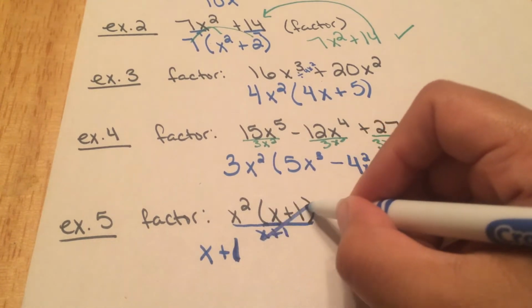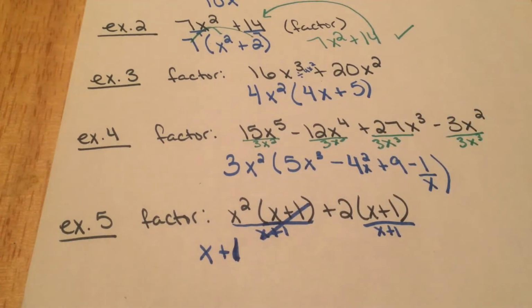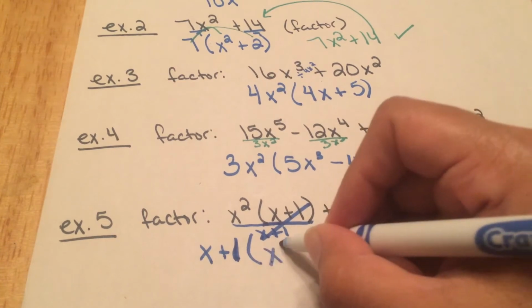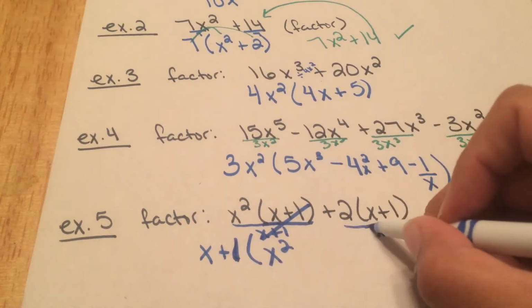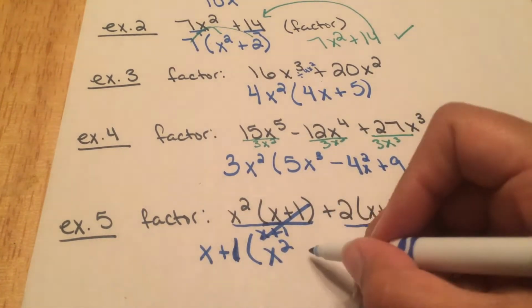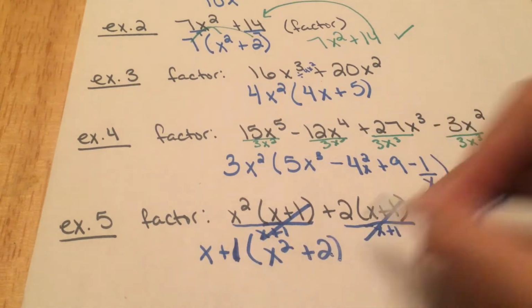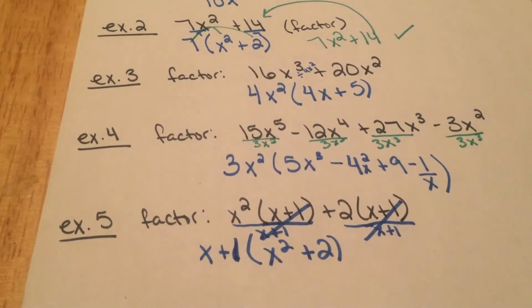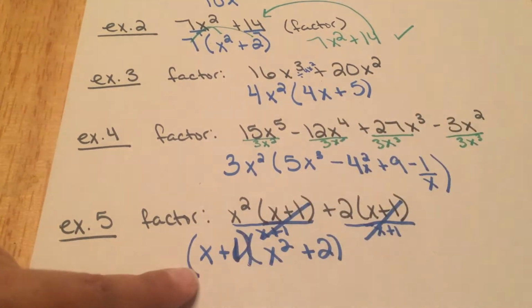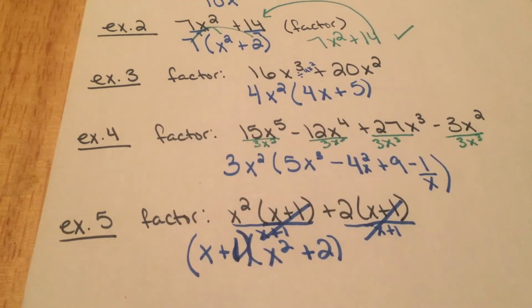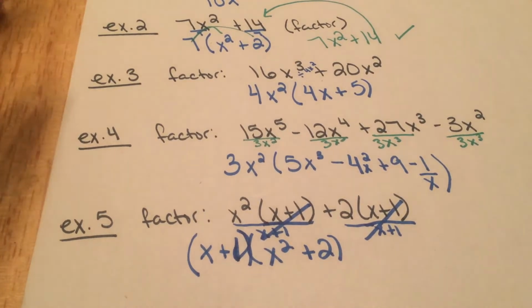So what's going to happen, since it's in my numerator and denominator, it's going to cancel out, and I'm just going to be left with x squared. And over here, since it's in my numerator and denominator, I'm going to cancel it out and just be left with 2. So whenever we have a whole binomial factor, we just rewrite it: x plus 1 times x squared plus 2. I know that one was a little confusing. Let's try and see a couple on our own.